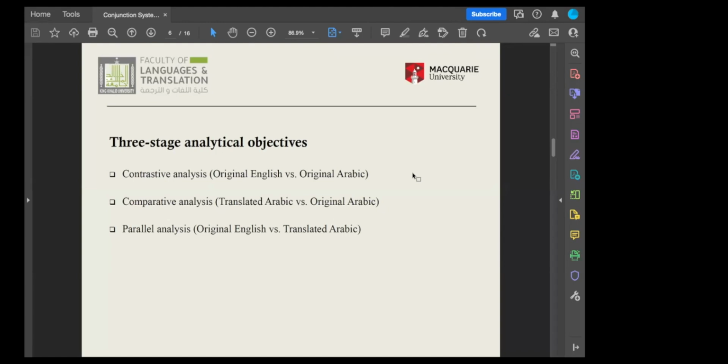It can be hypothesized that if the frequency, functions or preferences of connectives change first in the translated Arabic, and then in original Arabic, this would provide evidence for translation as an innovator or trigger for language change, along with other factors. But if the opposite happens, that means translated language is more conservative, and the hypothesis of translation-induced language change can be refuted.